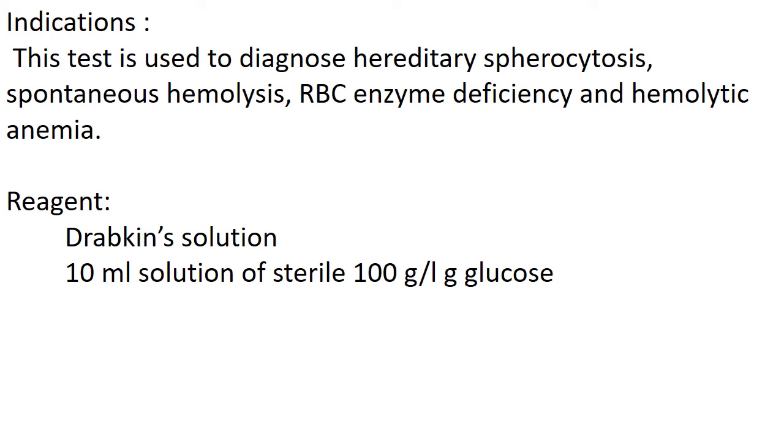Indication. The test is used to diagnose hereditary spherocytosis, spontaneous hemolysis, RBC enzyme deficiency and other hemolytic anemias. Reagents. We require Drabkin's solution, the same Drabkin's solution which is used for the Sahli's hemoglobin estimation method, and we require 10 ml of a sterile 100 gram per liter glucose solution.